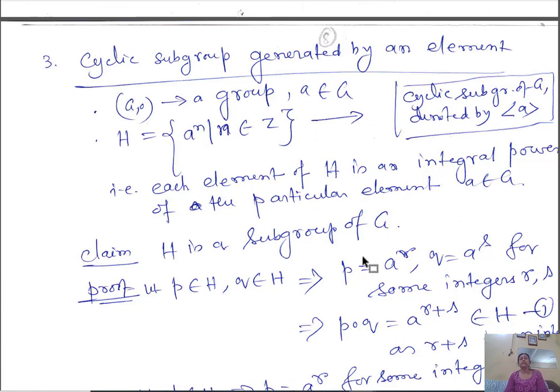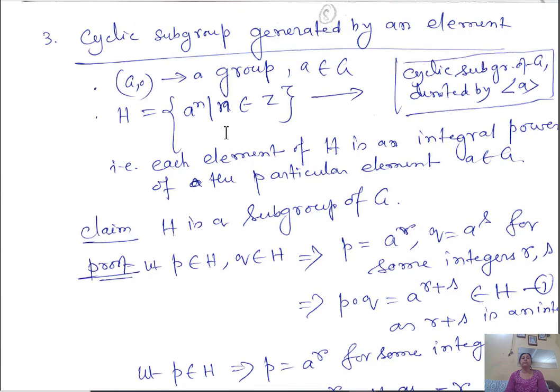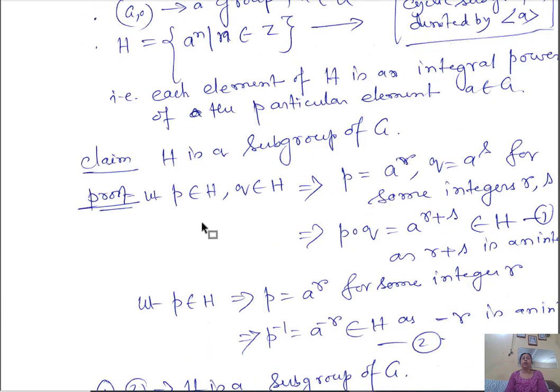The proof is very easy. You can establish this immediately. P belongs to H, Q belongs to H. This may be infinite. So you have to show P belongs to H, Q belongs to H implies P composition Q belongs to H, and P belongs to H implies P inverse belongs to H. This is the method you can adapt to show a non-empty subset is a group. So P belongs to H, Q belongs to H means P is some integral power of A, Q is some integral power of A. Therefore, P composition Q is also some integral power of A. That means it also belongs to H.